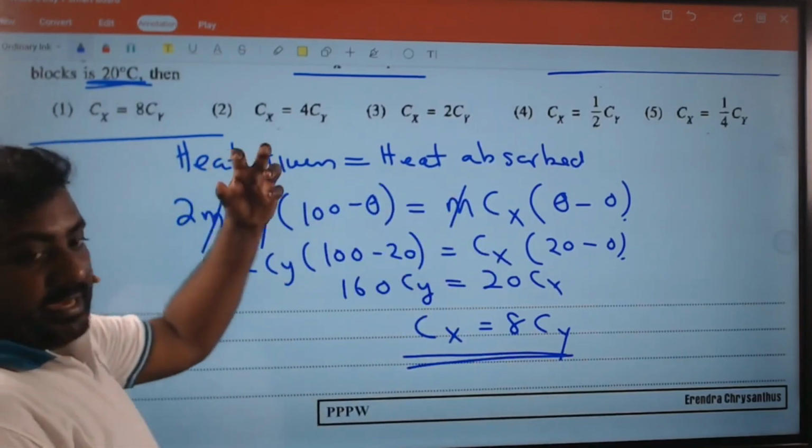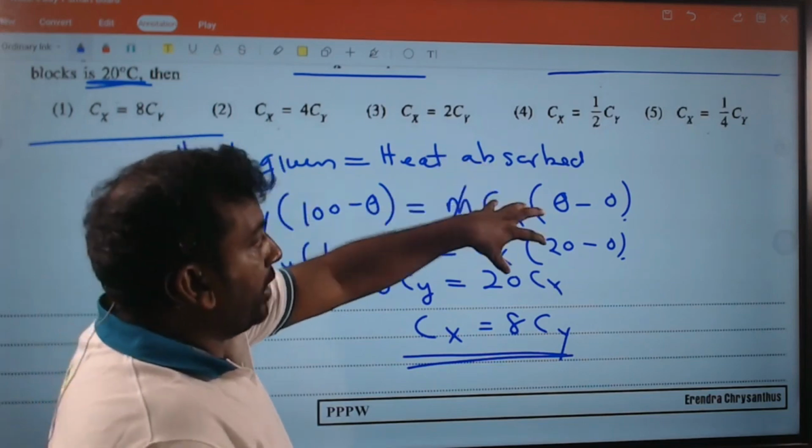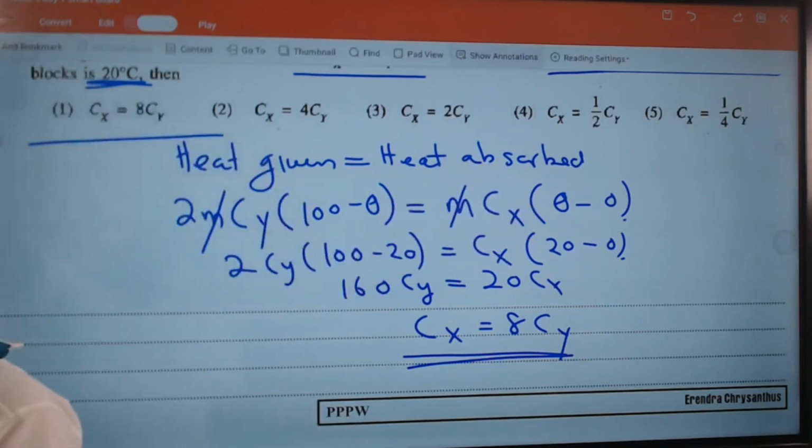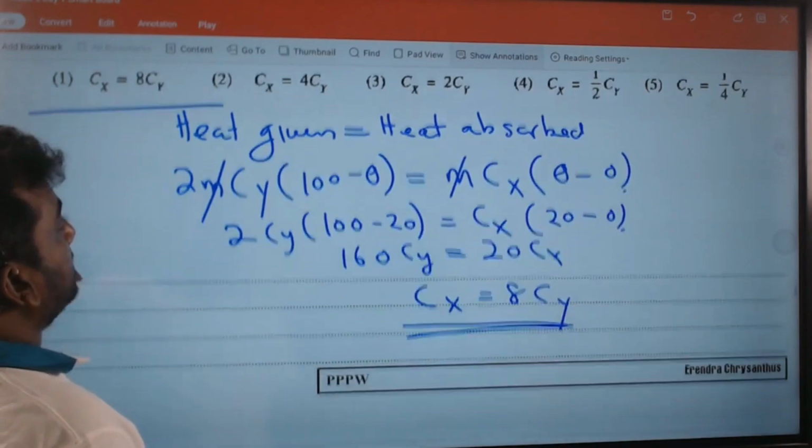Right now, high temperature object will give heat. Low temperature object will absorb heat.